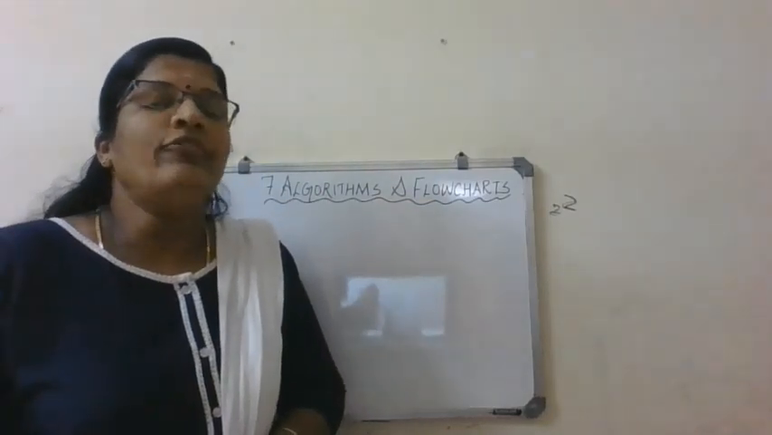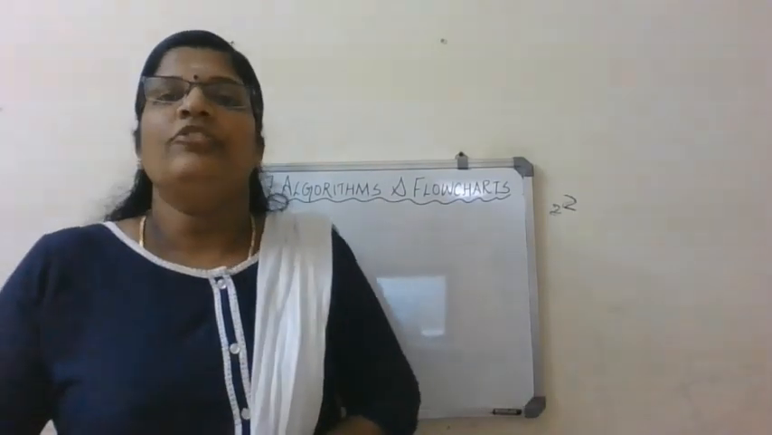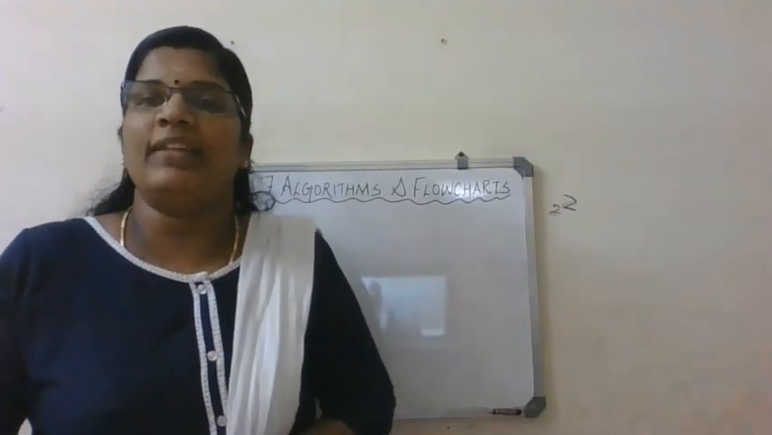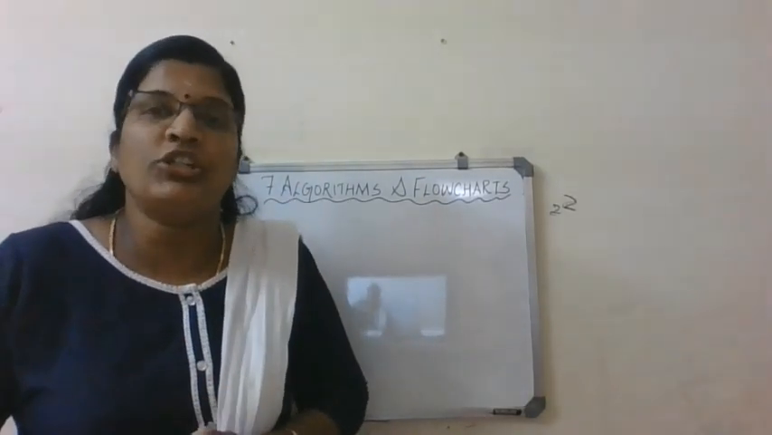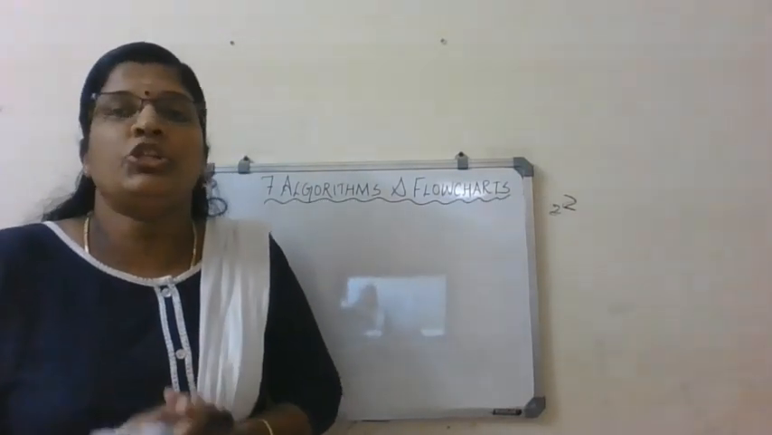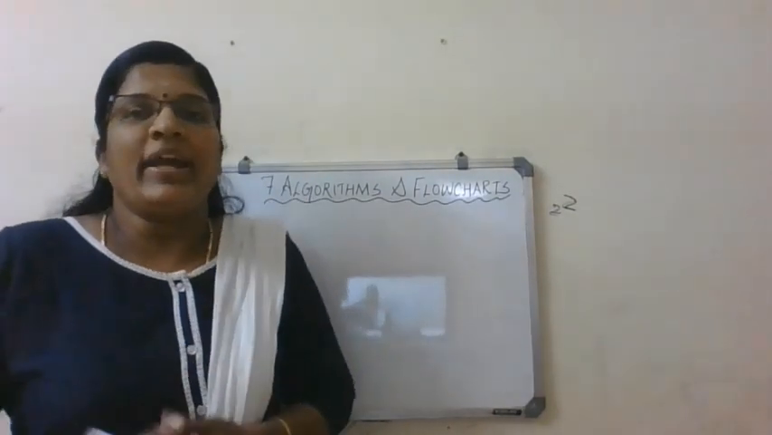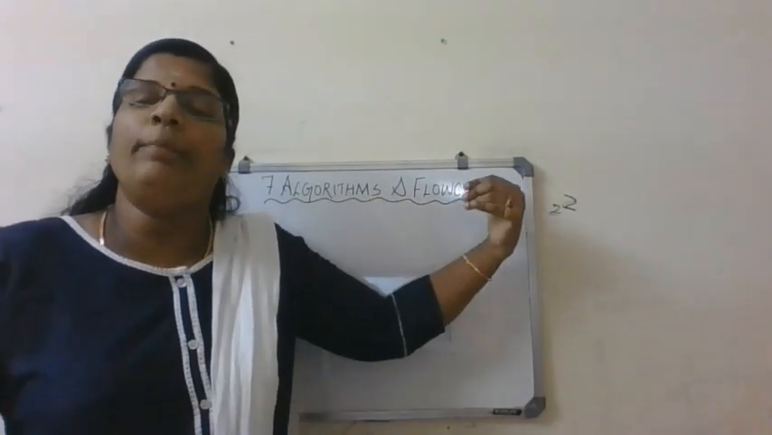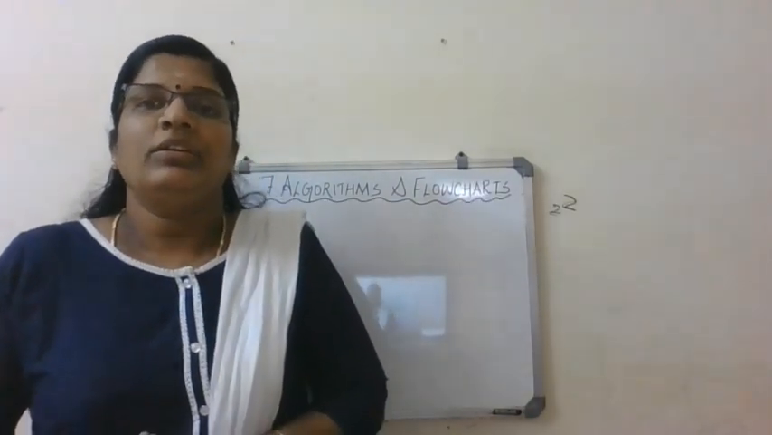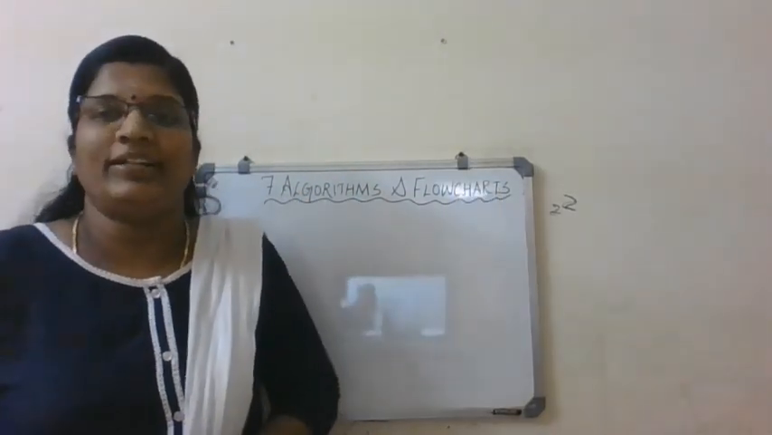Flowcharts. As you know, flow means flowing step by step. So what is meant by flowcharts? A flowchart consists of a lot of pictures, in the sense of shapes. I'll tell you what shapes it consists of. We are writing the same algorithm with the help of some pictures, some diagrams. The diagrammatic representation of an algorithm is called a flowchart.